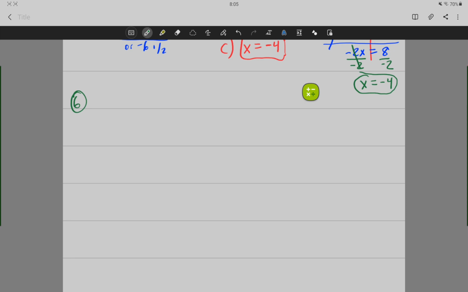So now we have a word problem. It says Jamie bought a soda for $3 and 6 candy bars. If she spent a total of $15, how much did each candy bar cost? So this time, it's not giving us an equation. We have to read this passage here, and we have to create our own equation. So what does it say? It says Jamie bought a soda for $3. Okay, let's put 3.